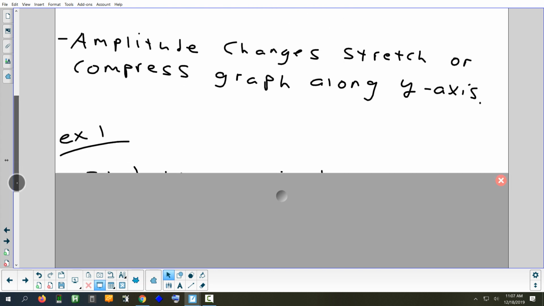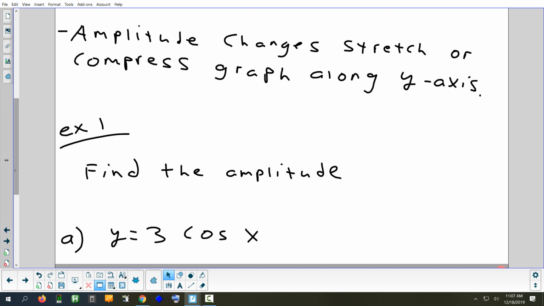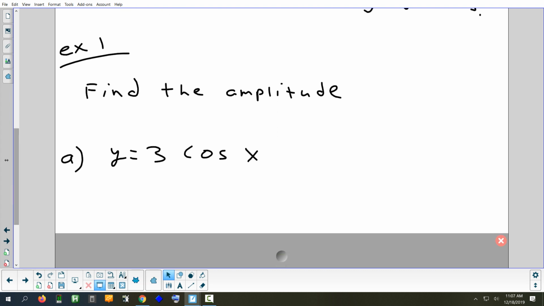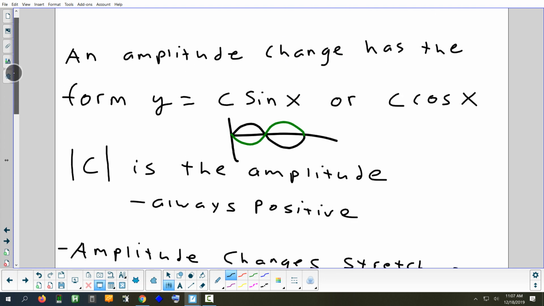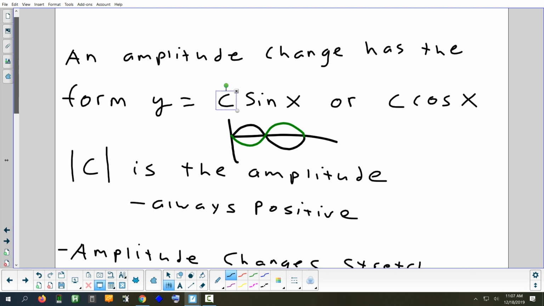So let's try an example. No graphing at all. Here's an equation. I just want to know the amplitude. Y equals 3 cosine x. So remember how to find the amplitude. Absolute value of c. C is the number in front. And if you're wondering why did I use the letter c, it's because when we put all the transformations together, that's the third one, ABC. It's the third one you always do.